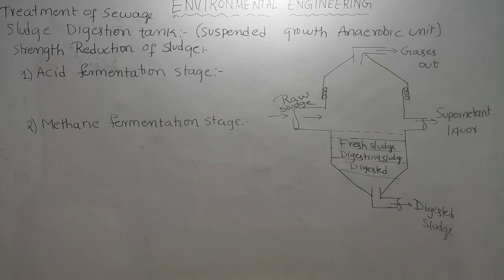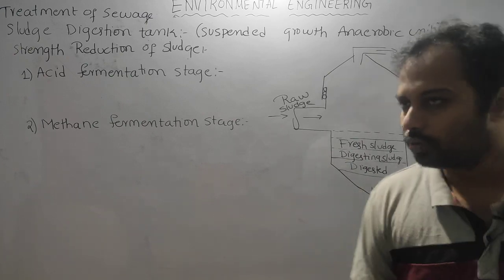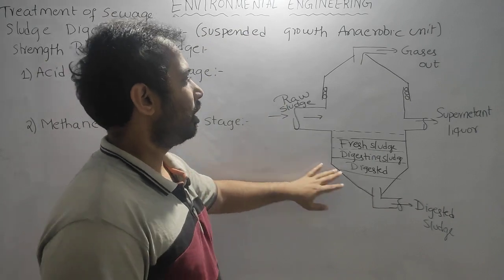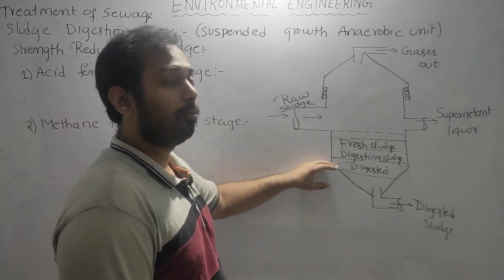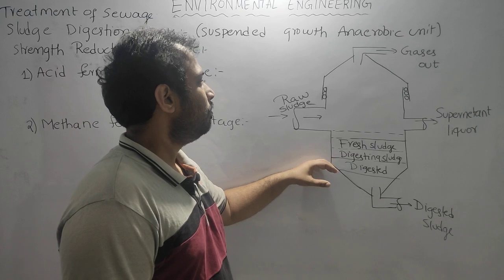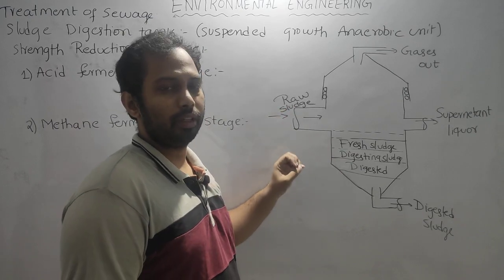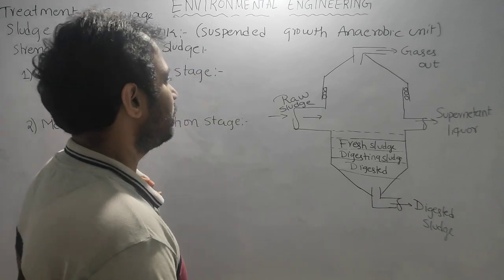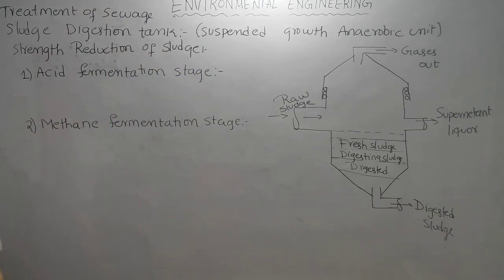Likewise, whatever raw sludge volume you take, after digestion its volume will become one third. So it loses almost 70% of the volume, and will have only 33% of the volume after the digestion.